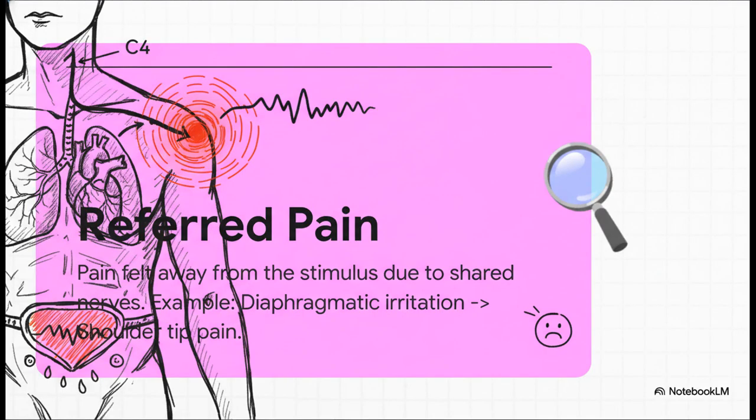And this leads us to another classic concept, referred pain. This happens because different parts of the body can share the same nerve pathways. The textbook example, and you will see this again, I promise, is diaphragmatic irritation. The nerve that goes to the diaphragm, the phrenic nerve, comes from the C4 level in the neck. Well, guess what else comes from C4? The nerves to the skin over the shoulder. So if blood or pus is irritating the diaphragm, the patient feels it as pain in their shoulder tip. It's a fantastic clinical clue.